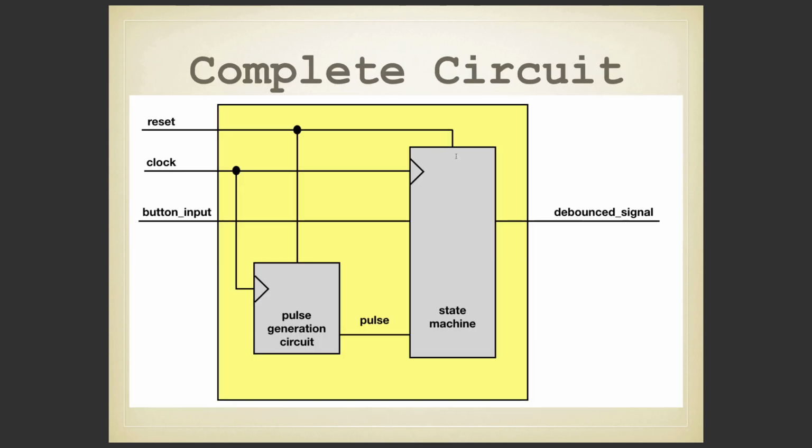Here is the block diagram of our state machine. We have the top level, which will have the pulse generation circuit and the state machine itself. The button will come into the state machine, the output of which will be the debounce signal. The counter will generate the 10 millisecond pulse, which will also be an input to our state machine.